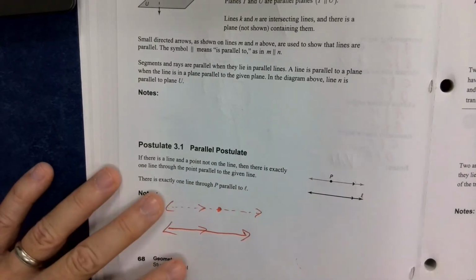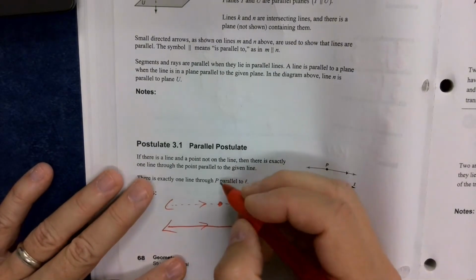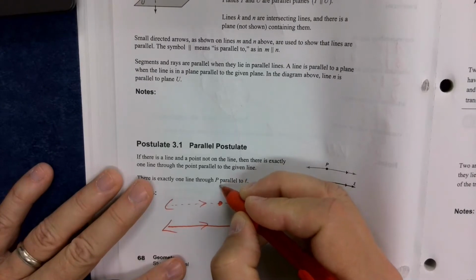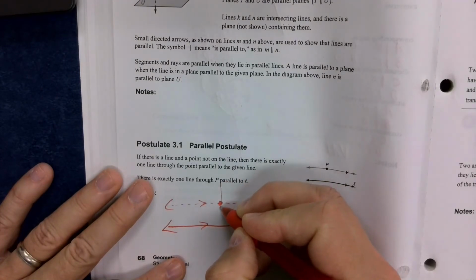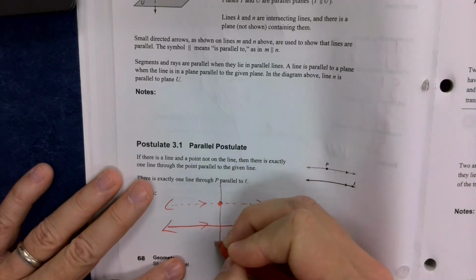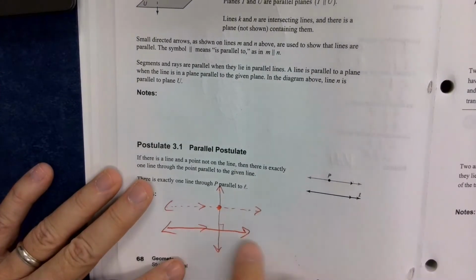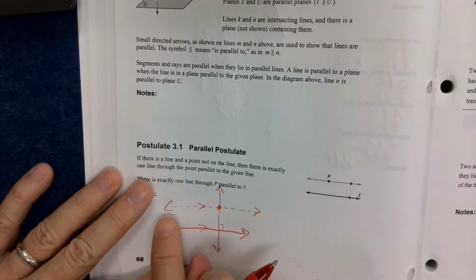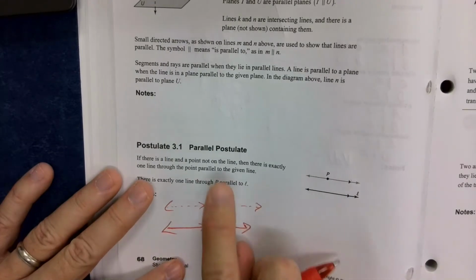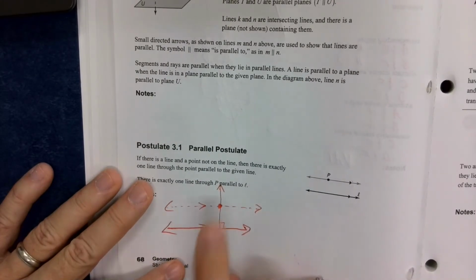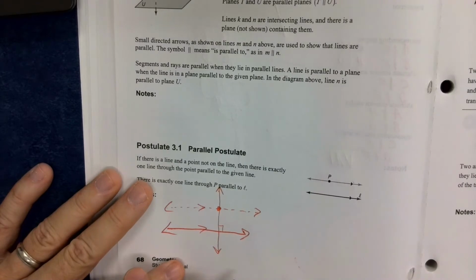On the next page, you'll see this too, but I'm going to draw it right here. There's also one and only one line that goes through that point that is perpendicular to the given line. Okay, so exactly one line parallel to it and exactly one line perpendicular to it that goes through this random point that's not on it.